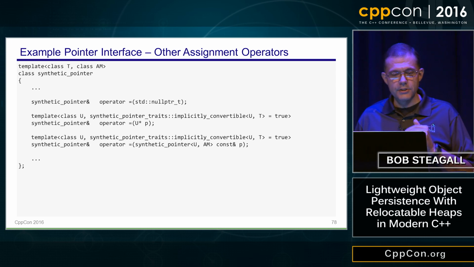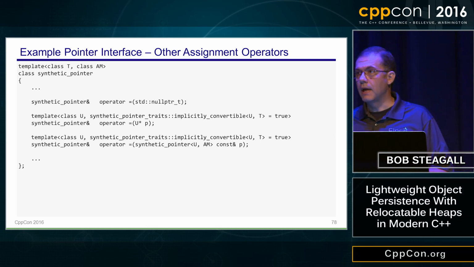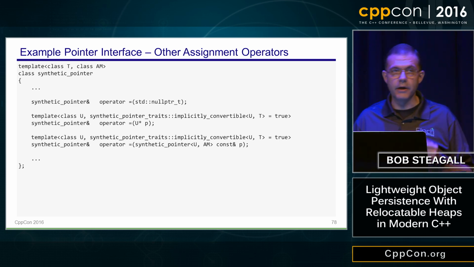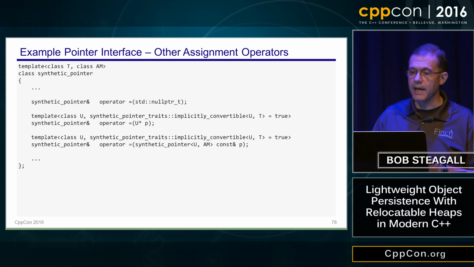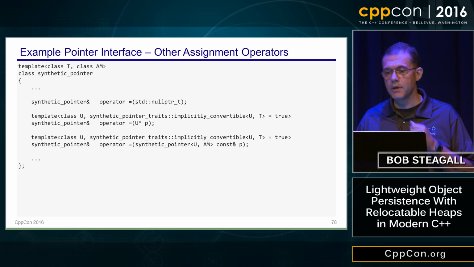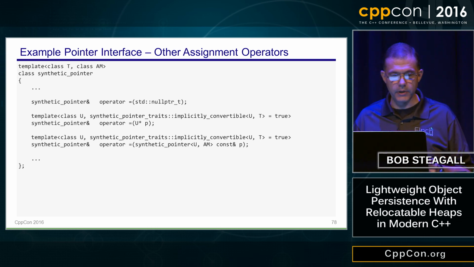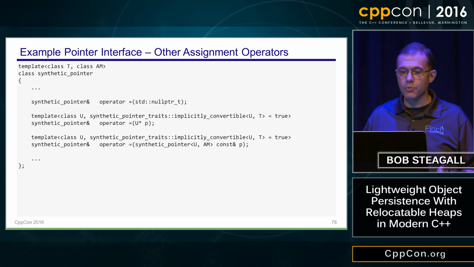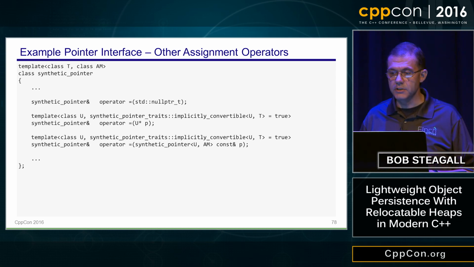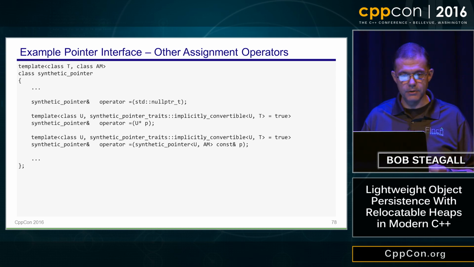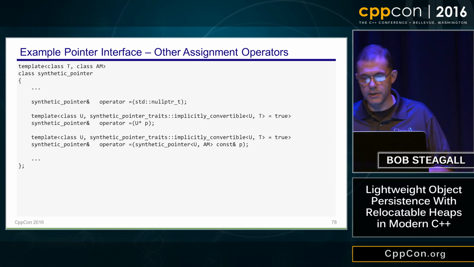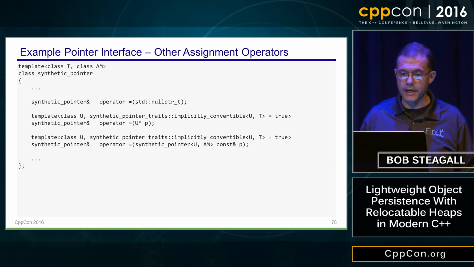Similarly with assignment, I want to allow assignment from a null pointer and compatible assignment from an ordinary or synthetic pointer. Again, compatible being adding CV qualifiers, derived to base, or anything to void. As with the constructors on the previous slide, if a U star can be implicitly converted to a T star, then the second two assignment operators will participate in overload resolution. Otherwise, they're right out.